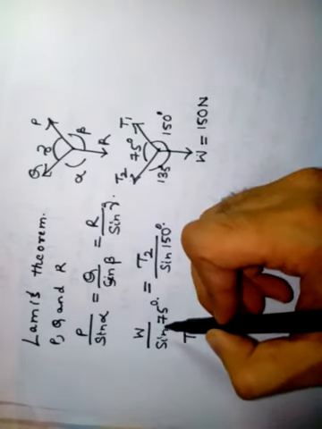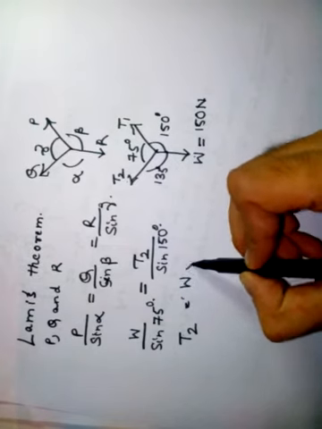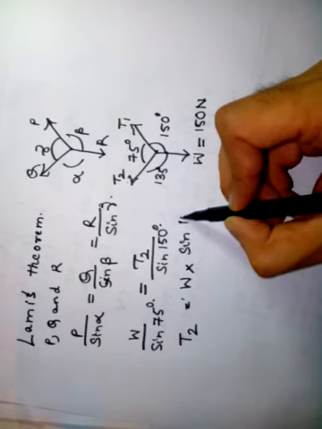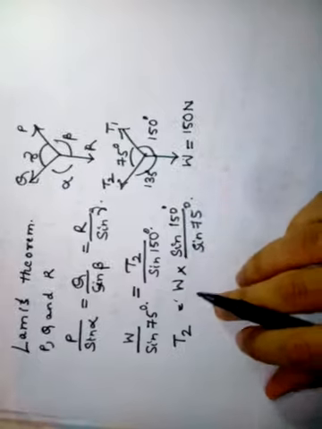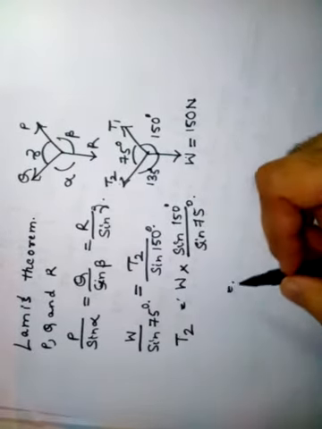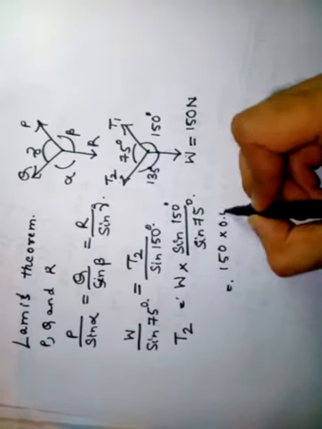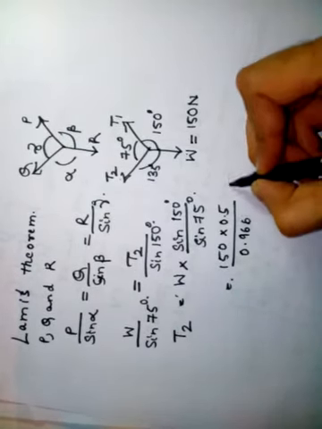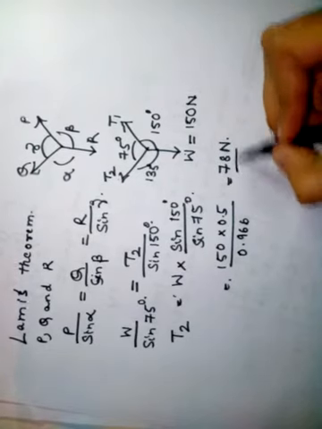We know W, we can calculate these values, so if we cross multiply we would get something like W into sine of 150 degree divided by sine of 75 degree. So solving this equation, that is substituting W as 150 Newton, we would get an equation like this, that is equal to 78 Newton.